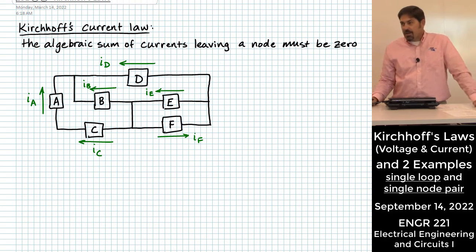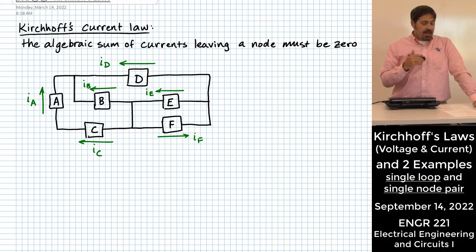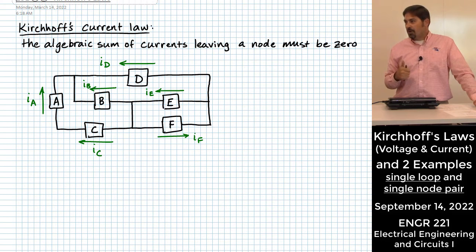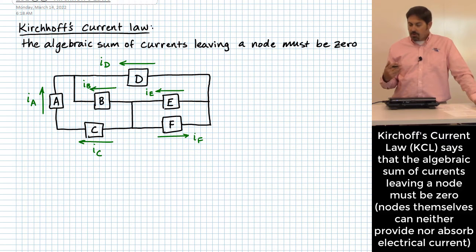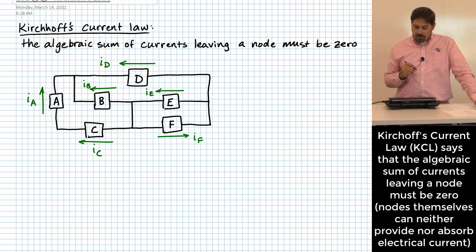All right, so what we're going to cover now is what I consider to actually be probably the most important two laws of what we're going to do in this class. And those two laws are called Kirchhoff's voltage law and Kirchhoff's current law. Sometimes people just refer to these as Kirchhoff's laws, okay? And the first of them that I will cover is Kirchhoff's current law. It says that the algebraic sum of currents leaving a node must be 0.